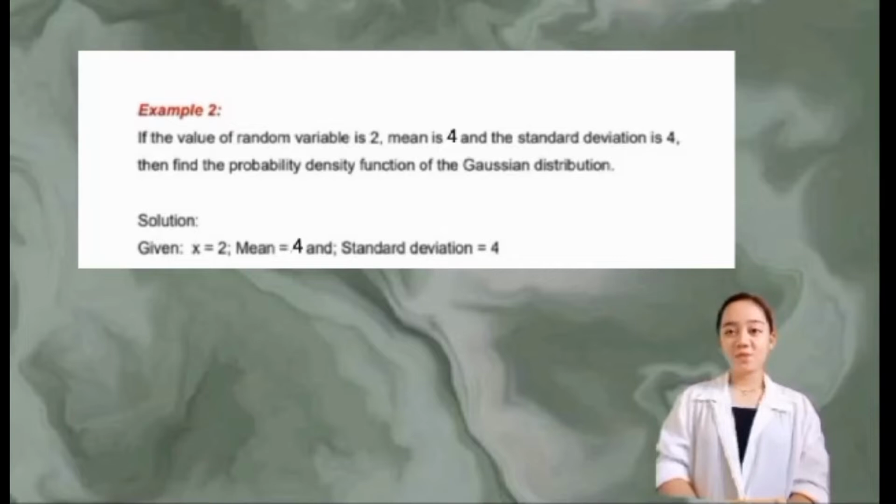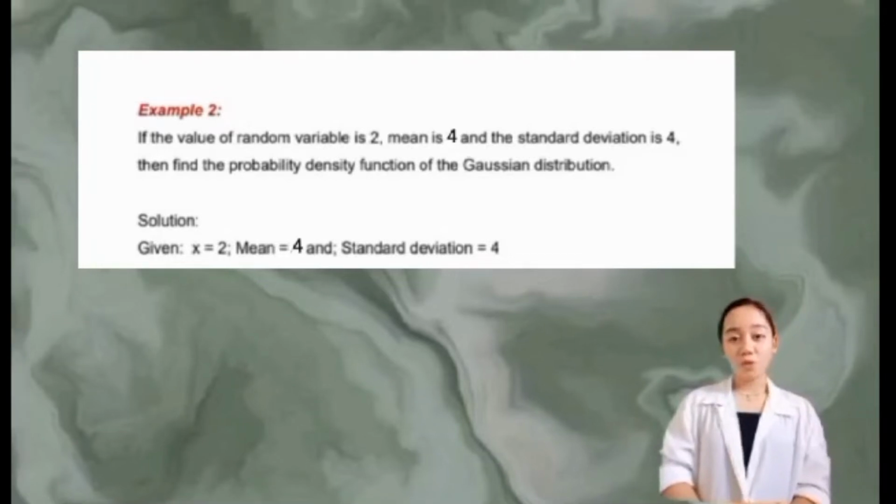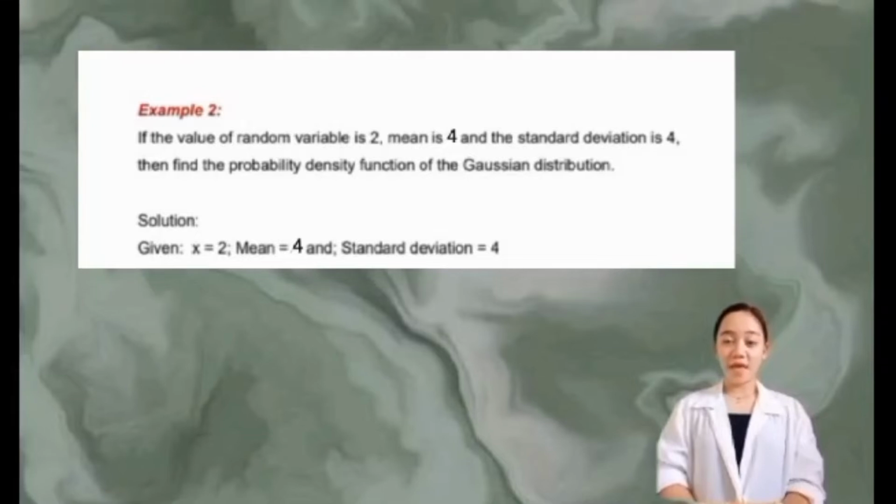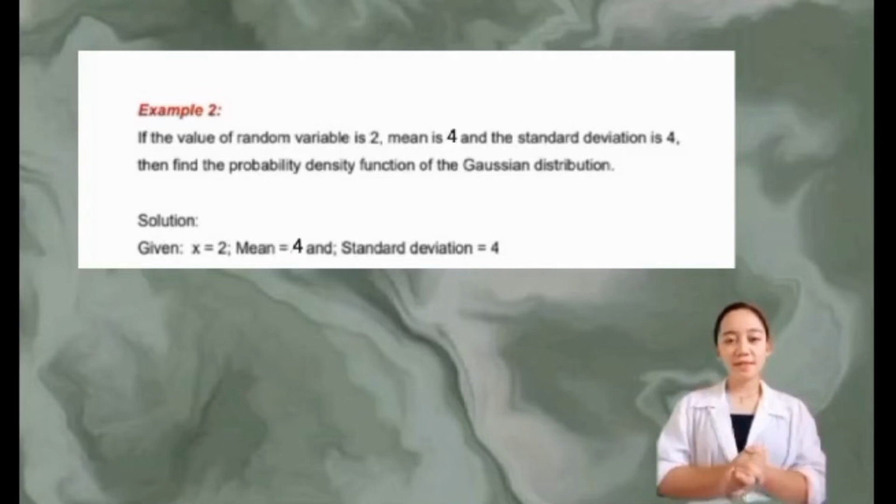So first, we need to find the given values, which is our x or our random variable is equal to 2, our mu or mean is equal to 4, and the lowercase sigma or the standard deviation is equal to 4.